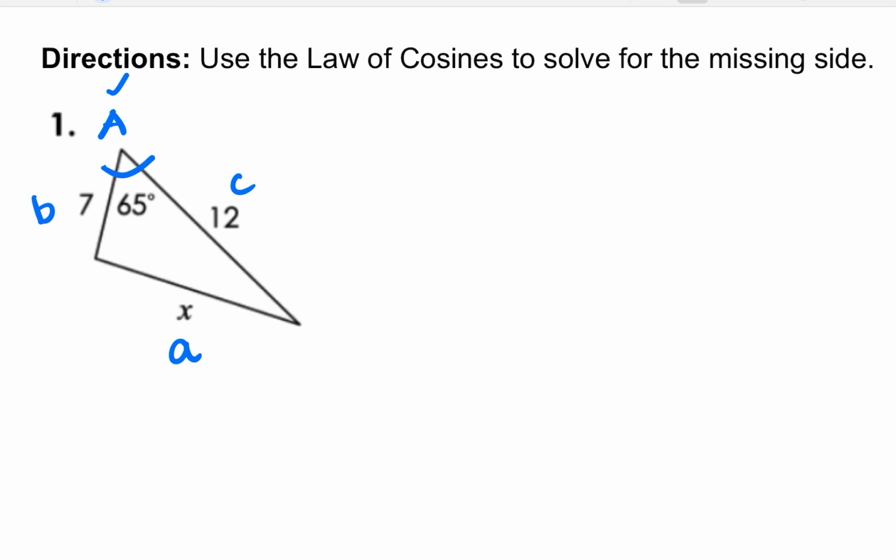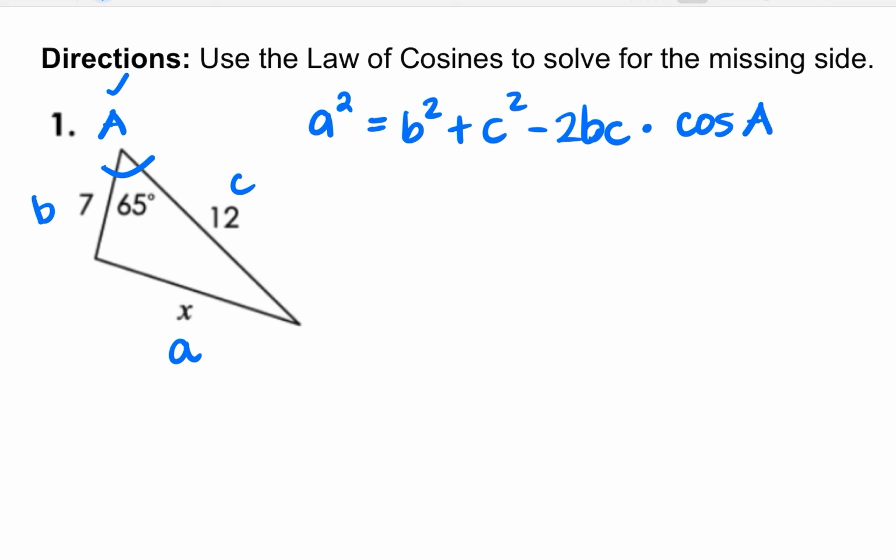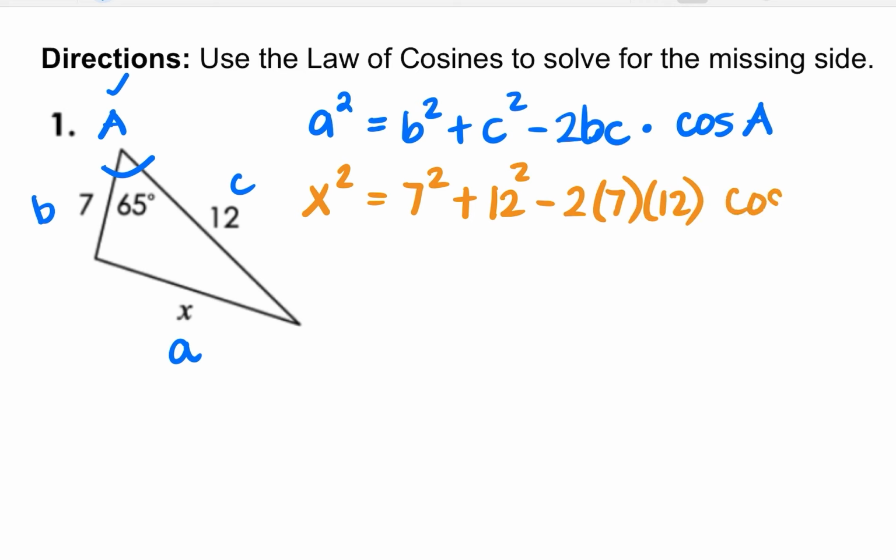All right, let's write the formula to guide us. a squared equals b squared plus c squared minus 2bc times cosine A. Let's substitute the information that is given. My a is x, I'll square that. b is 7, c is 12. 2 times 7 times 12 times cosine of the angle, which is 65.